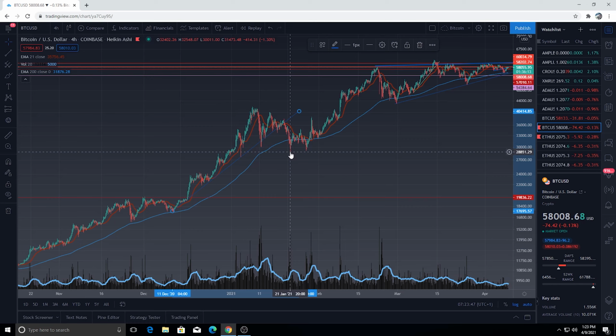You could buy on this first one. You don't know if there might only be one. So I would buy here, or here, or here, anywhere in here. Dollar cost average, 0.1, 0.1, 0.1, 0.1. This is a 4-hour chart, so this is like a whole day's worth of trading underneath the EMA.